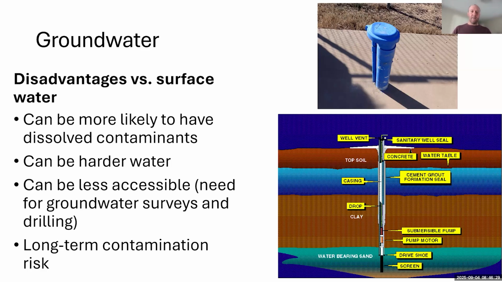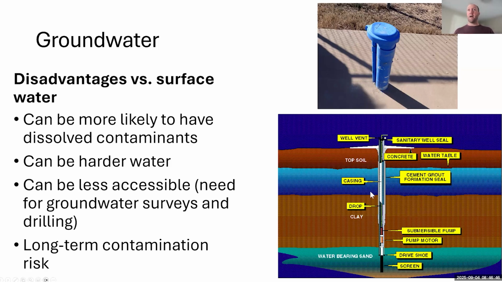And then there's long-term contamination risks. If an aquifer gets polluted, it may be polluted essentially forever, because it's not like a stream where water is flowing. The water is just there, and it's a lot harder to remediate that pollution.